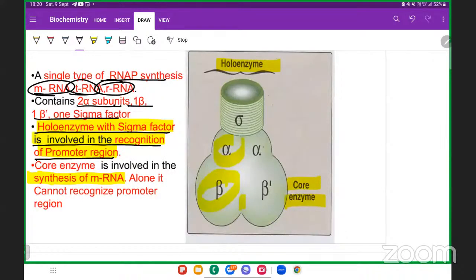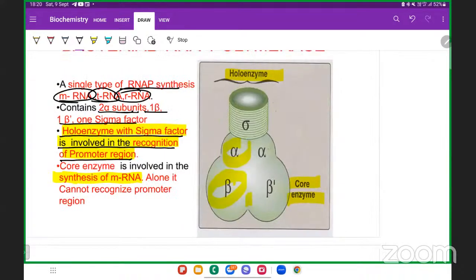One is alpha beta, and the other we have is sigma. Alpha beta is called your core protein, whereas your sigma is an alloenzyme. So what the sigma does is help in initiation of transcription at the promoter site. This was asked one time as an MCQ in your NEET PG.